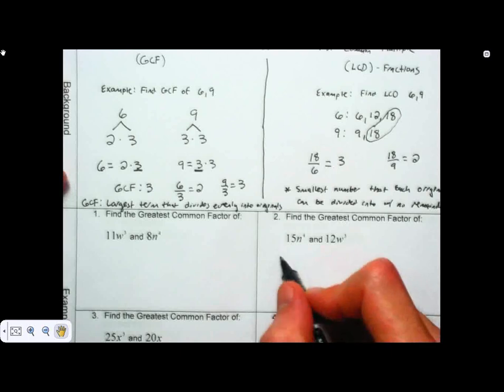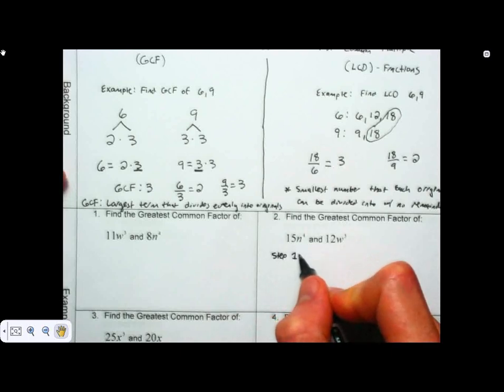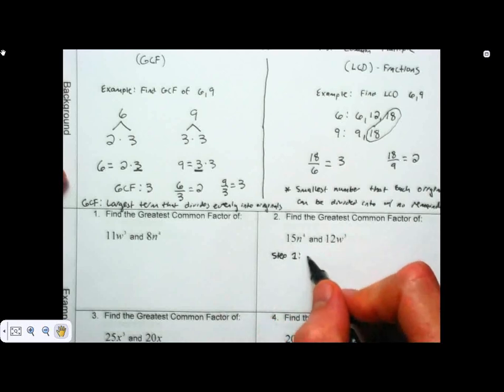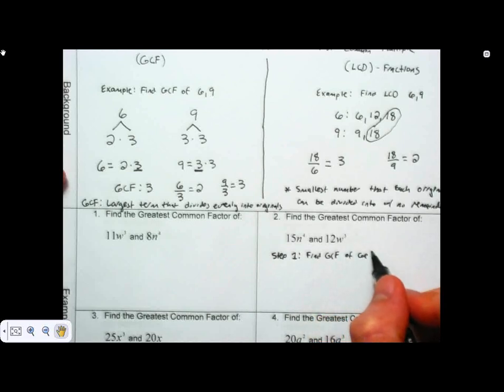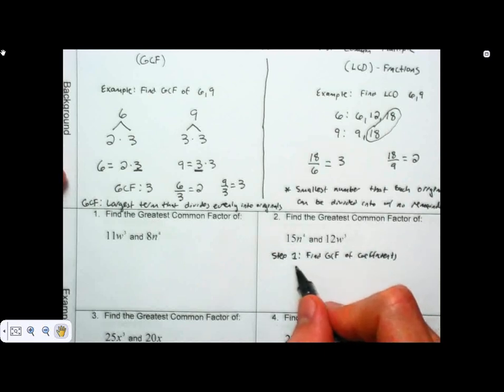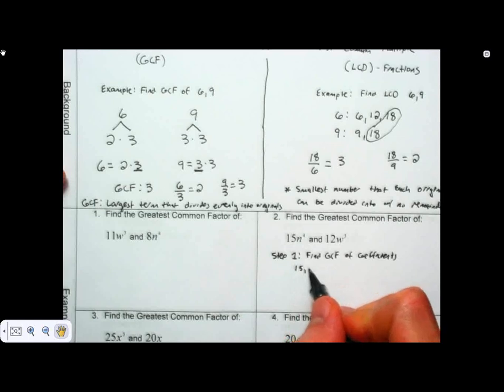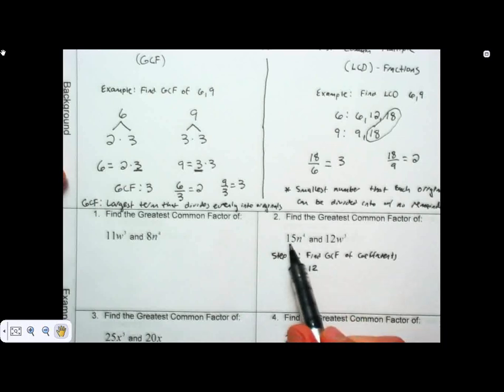So there's really 2 steps in the process. The first step is to look at the coefficients, or the numbers. So step 1 is to find the GCF of the coefficients, or numbers. So what I'm considering here is the 15 and the 12. Just the numbers that are being multiplied by our variables.